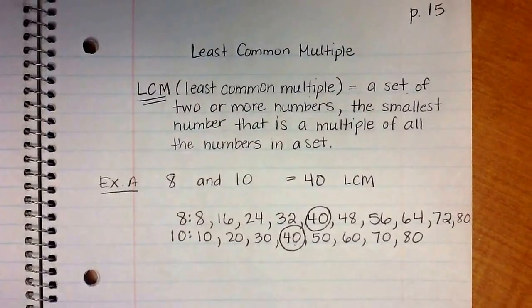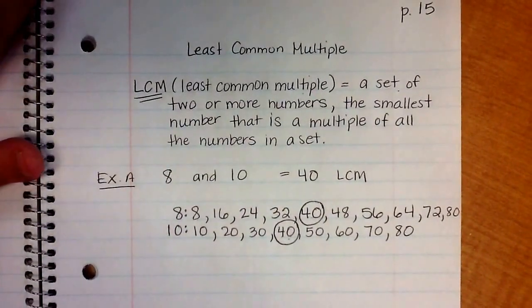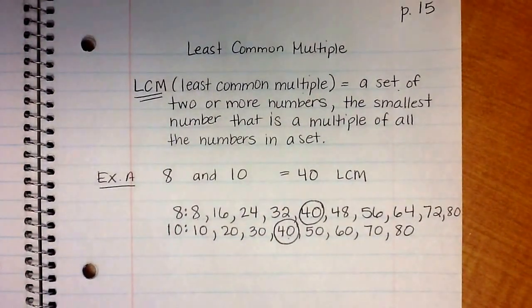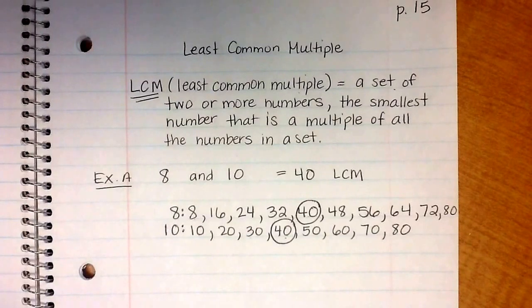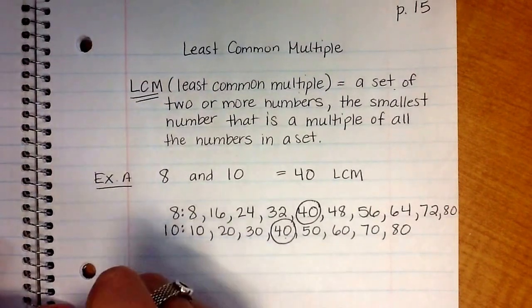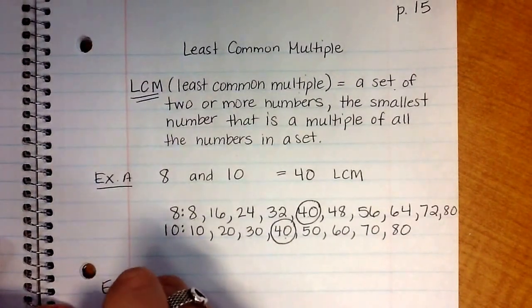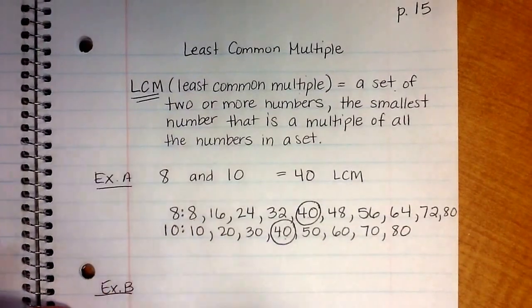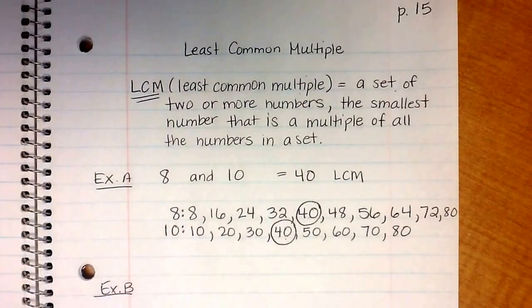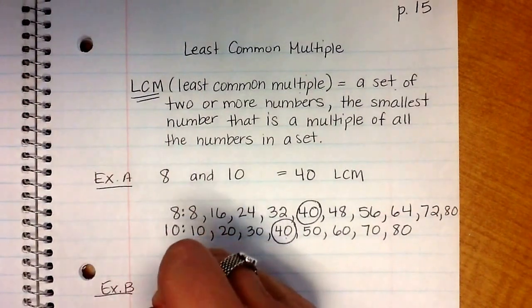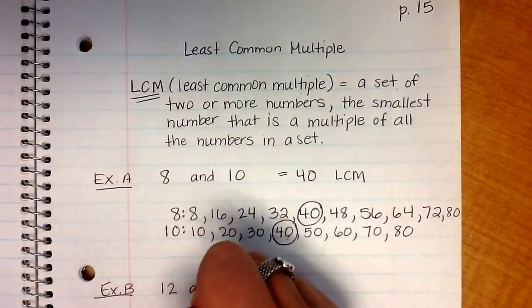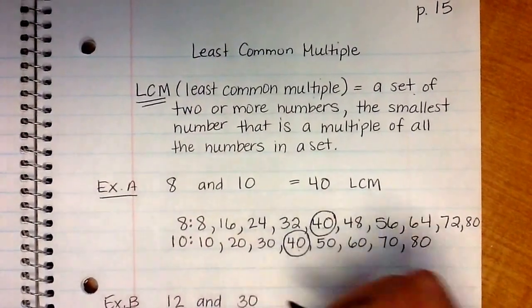If you need to take a moment and catch up with your notes, feel free to do that. I'm going to go on. Okay, I'm going to show you another method for solving least common multiple. And it's got several steps in it. We're going to find the least common multiple of 12 and 30.